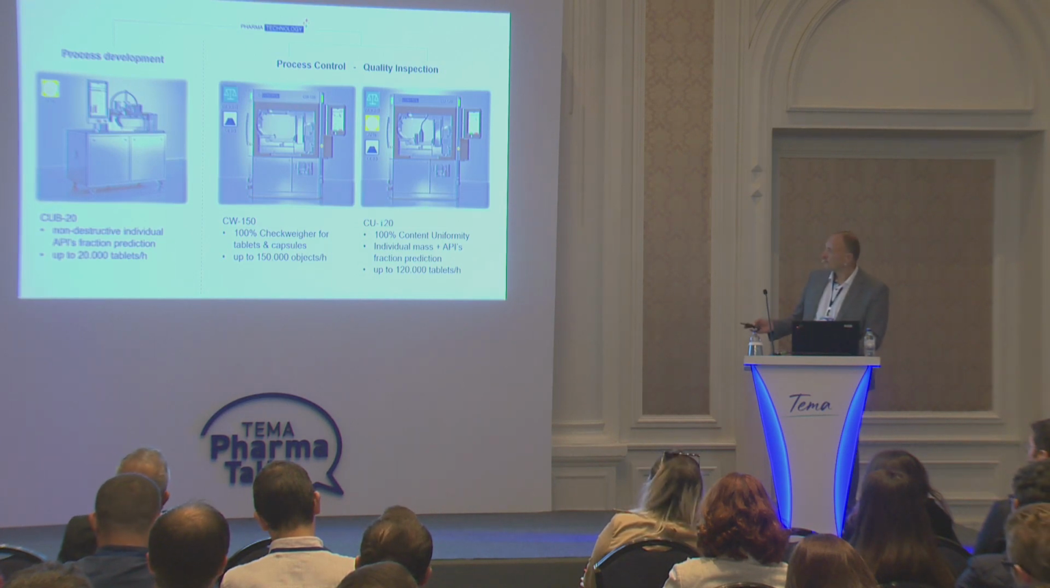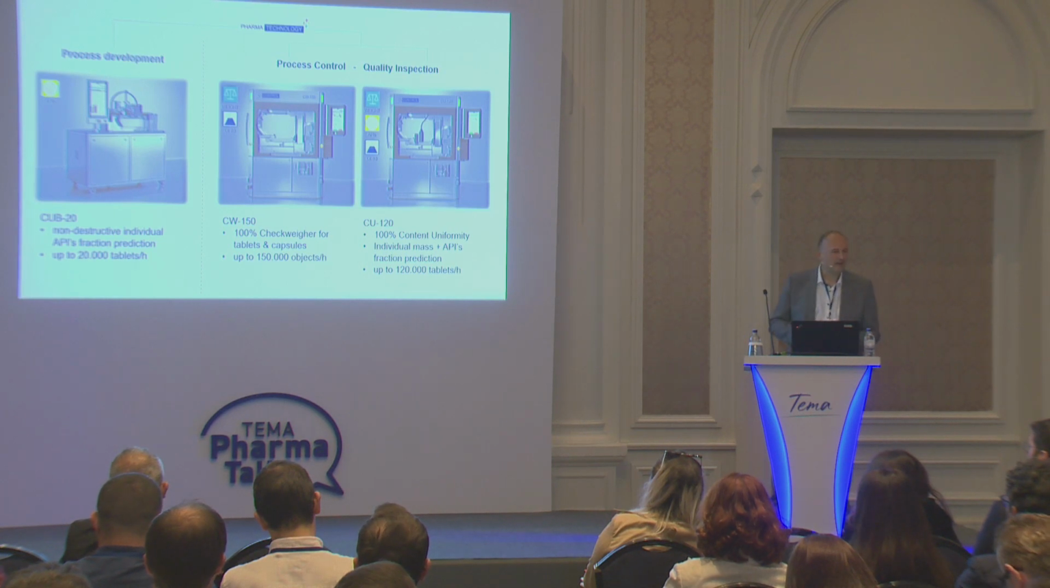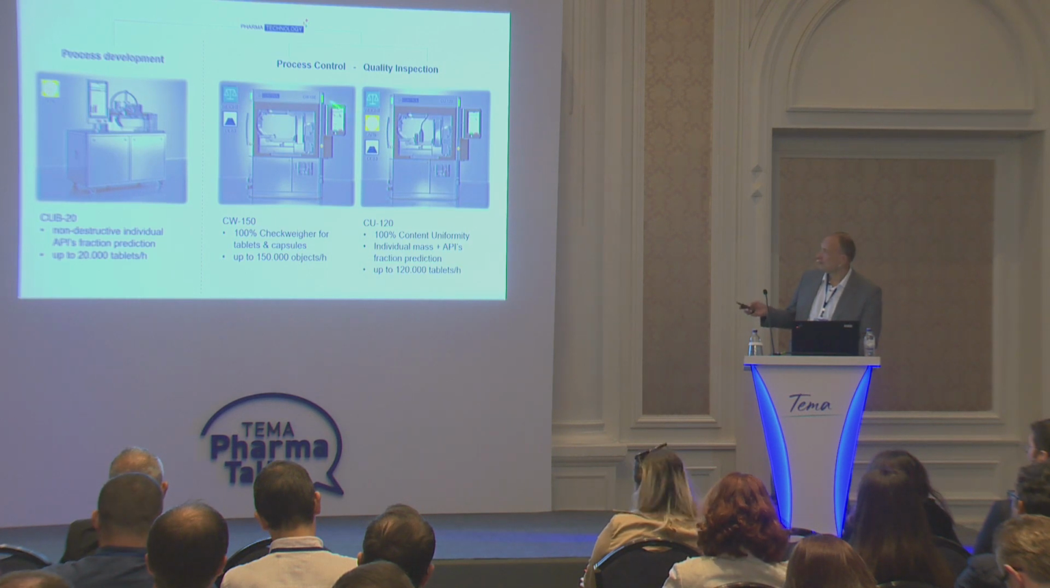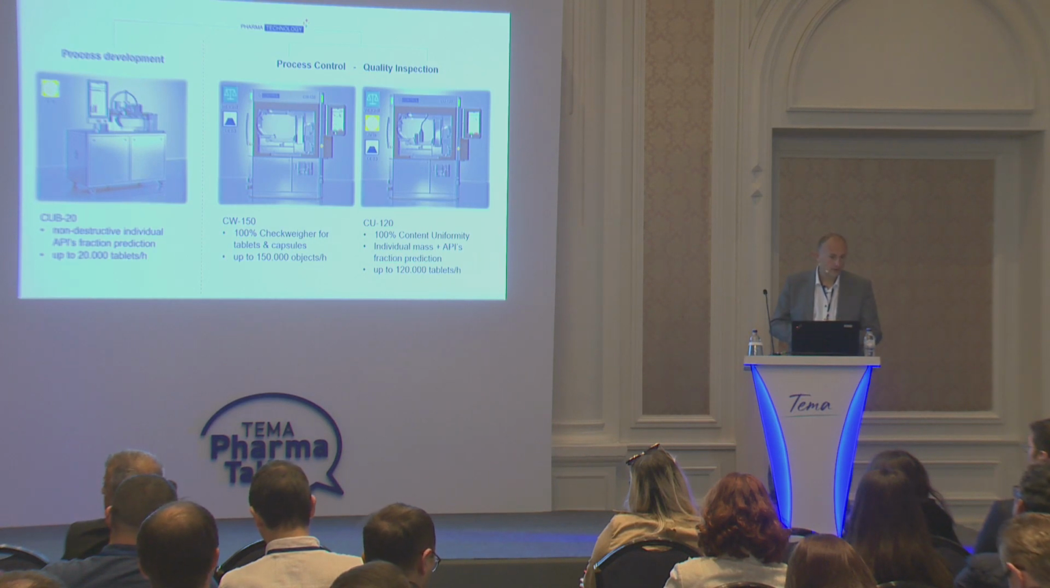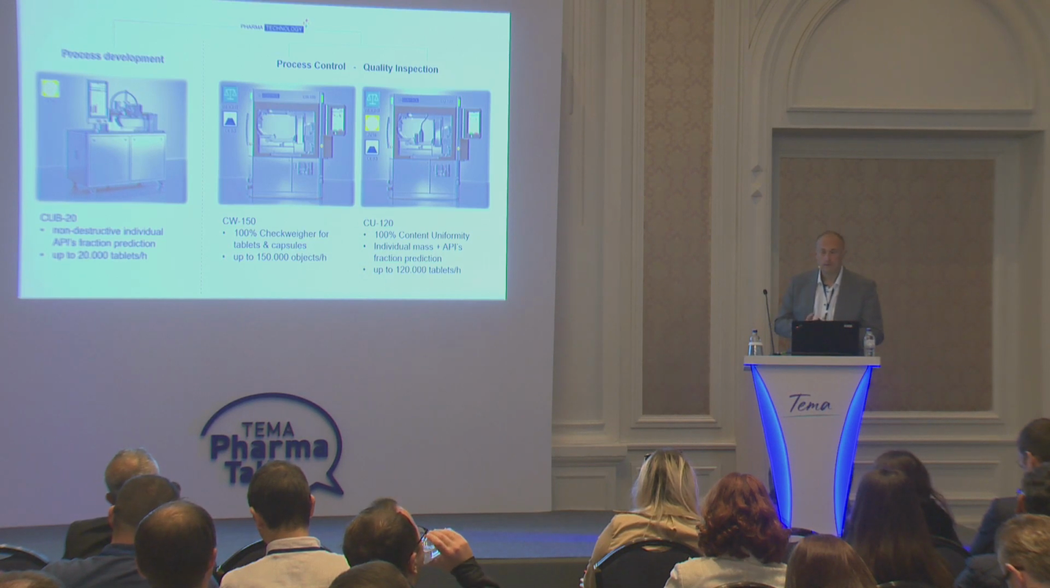And then at last, we have our CU 120. CU is content uniformity, so here we have a mixture of everything: laser scanners, our NIR, and on top of that our 3D microwave. That means we can measure the thickness of tablets, the diameter, the API fraction, and at the end the mass. So we can marry API fraction with mass, and we have the unit dose, the milligrams of API, which is nothing else than the content uniformity.